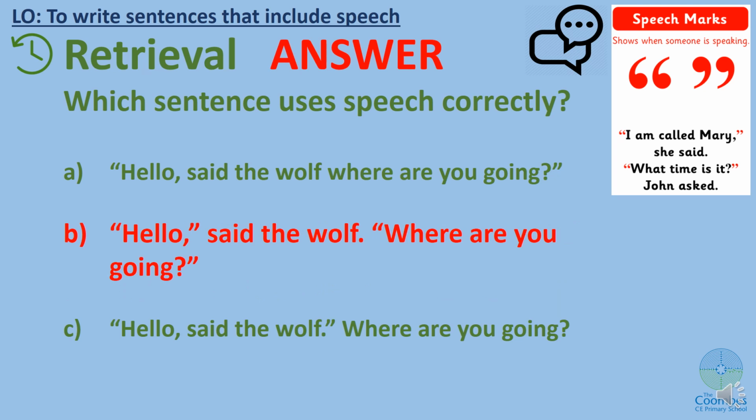Well done if you got that correct. So it should have been B. We've got hello. That's the first thing the wolf says, and that is inside the speech marks. So hello, said the wolf. Where are you going? And that bit as well, where are you going, is inside the speech marks as well.